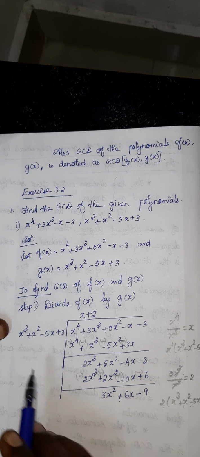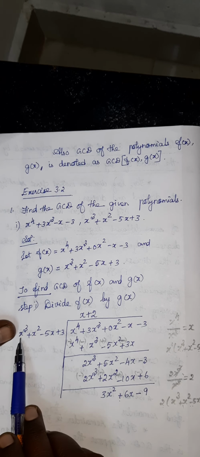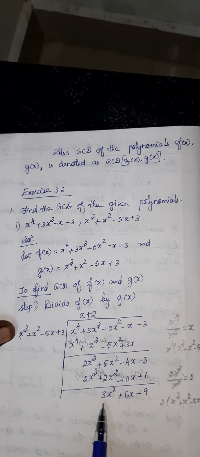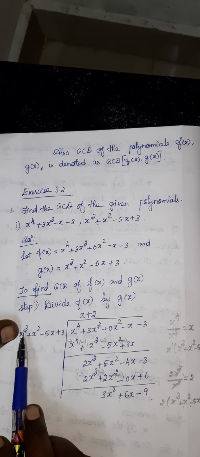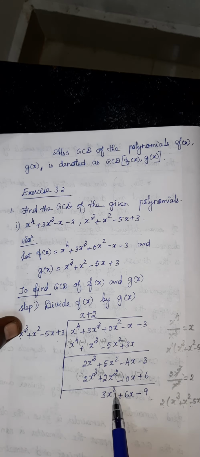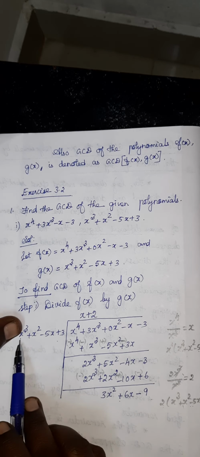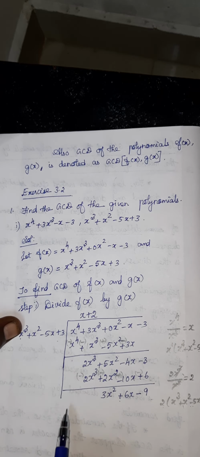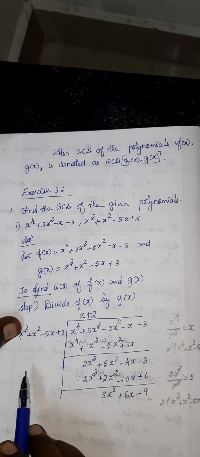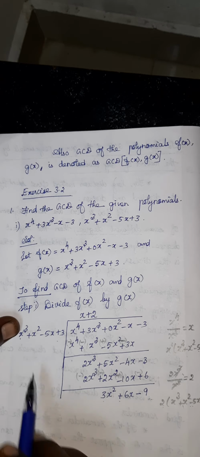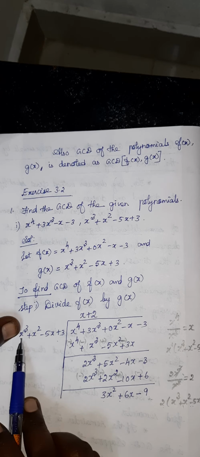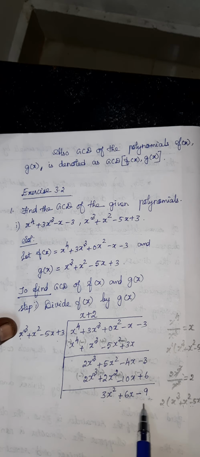Here we are going to take the divisor and the remainder. In this divisor the degree is 3, remainder degree is 2. So the highest degree polynomial we will consider as dividend and the lowest degree polynomial we will consider as divisor. Okay, so we can do the division using this divisor and this remainder as dividend.